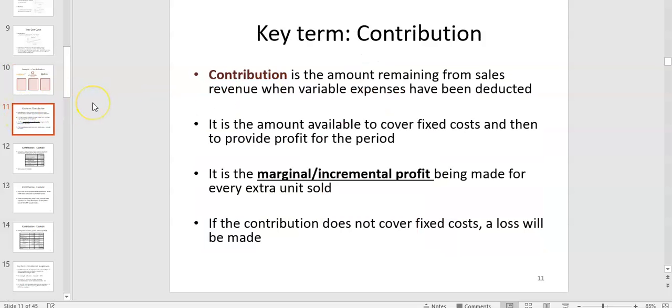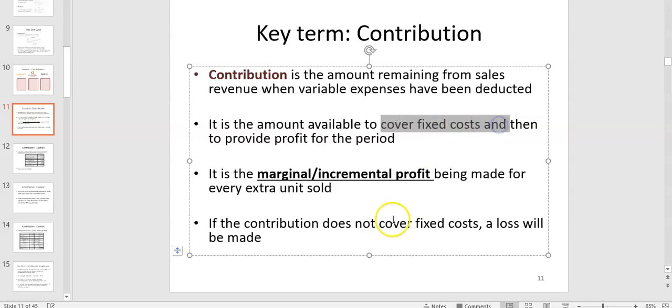Right? So one key concept that we're going to introduce now is this concept called contribution. And this is the difference between your sales revenue and your variable expenses or your variable costs. And the reason it's called contribution is that it's the amount left over to cover or to contribute towards your fixed costs. So for every room I book in a hotel, I take the revenue from that room and I take off the additional costs from covering that room. So the cleaning costs, the admin costs, etc.